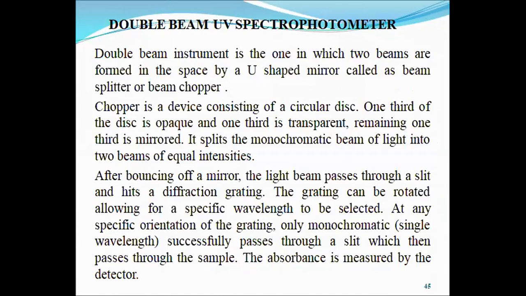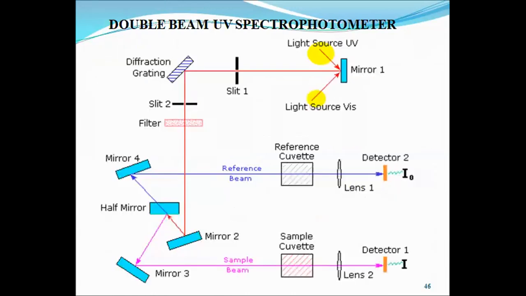We have an entrance slit and then an exit slit, and the light hits a diffraction grating or the prism. The grating or the prism can be rotated to select a specific wavelength. That specific monochromatic single wavelength then passes through the sample via the exit slit, and the absorbance is measured by the detector.